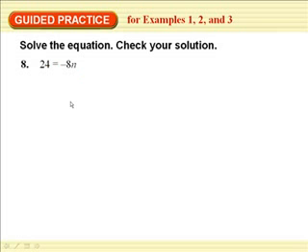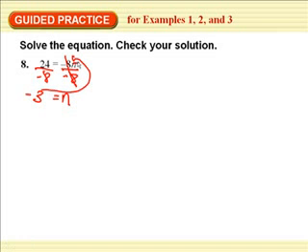This one, 24 equals negative 8 n, and so we're going to divide both sides by negative 8. The 8's cancel out. N equals 24 divided by 8 is 3, and a positive and a negative make a negative. Put it in right there to check it. Negative 3 times negative 8 is positive 24.